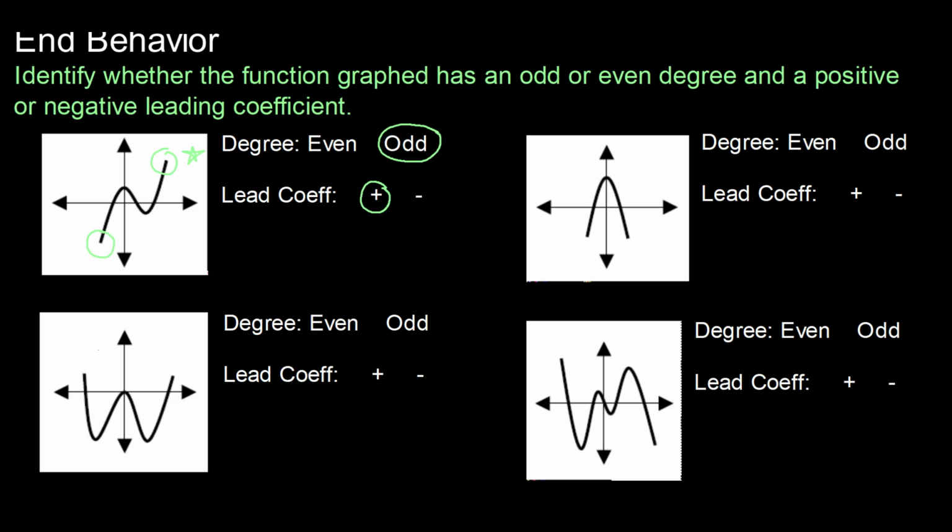Going to the one just below that, again, checking out my end behavior, I have up on the left and up on the right. Since those are exactly the same, I must have an even degree. And using the behavior on the right, since it is going up, I would have a positive lead coefficient.